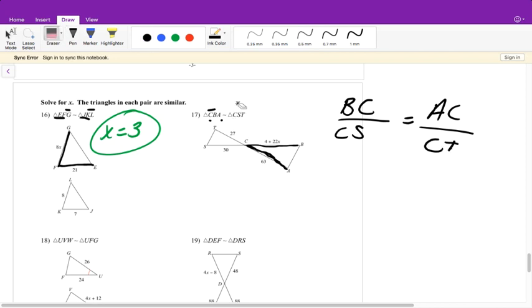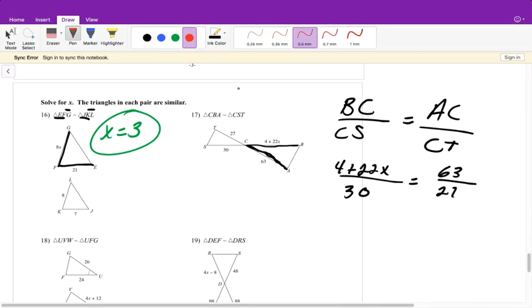All right, now I can go ahead and plug in what I know. BC is equal to 4 plus 22x, and CS is equal to 30. AC is equal to 63, and TC is equal to 27. All right, I'm going to write it underneath: 4 plus 22x over 30. You could actually reduce this fraction a little bit if you wanted to, but I'm not going to. I don't want to confuse anyone. This is 27. So 9 goes into 63 7 times. It goes into 27 3 times.